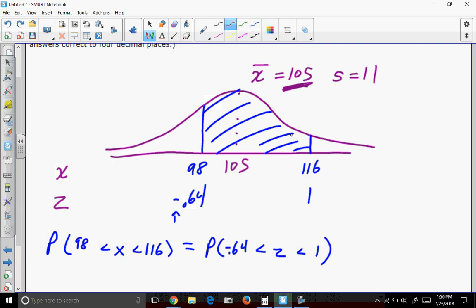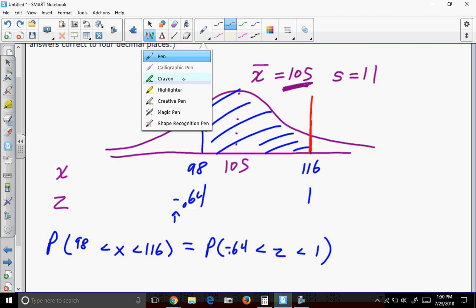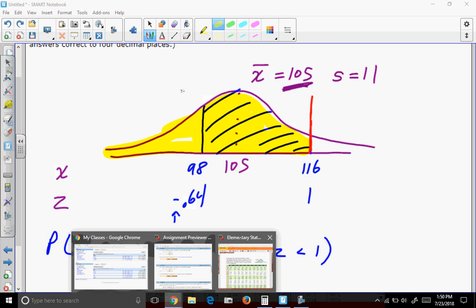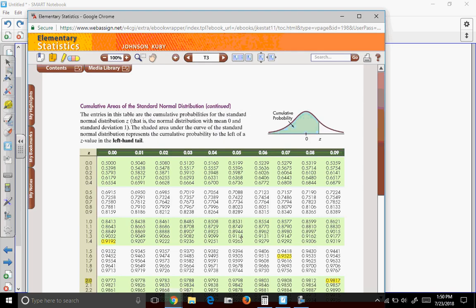So remember how we find that. If we look up a z-value of 1, that gives us the area to the left of 116. So we go to our table, look up a z-value of 1, and that'll be 1.00, so 0.8413.